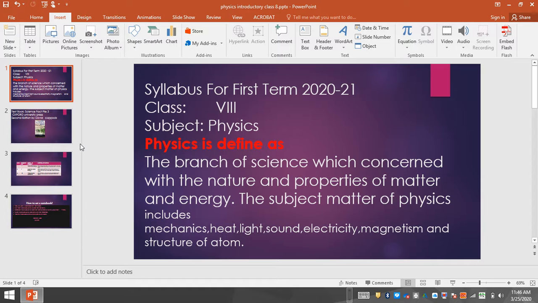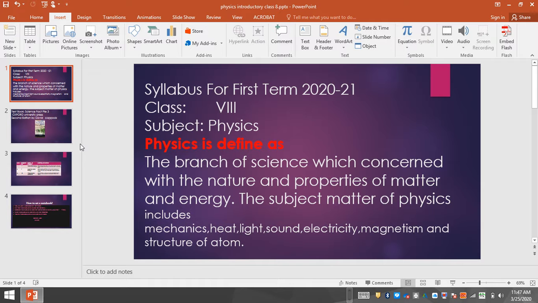You are familiar with the word science. So it is one of the branches of science which is concerned with the nature and the properties of matter and energy. Nature means what is happening in the nature around you. So we will discuss all these phenomena here, and we will find out how and why these phenomena happen. We will discuss all things in the nature around you, and matter and energy.